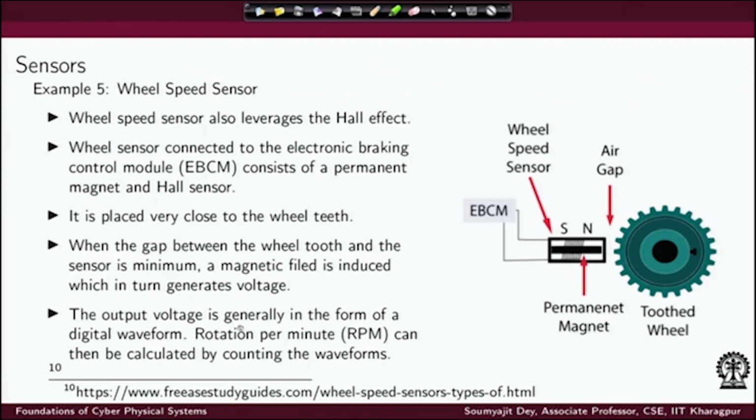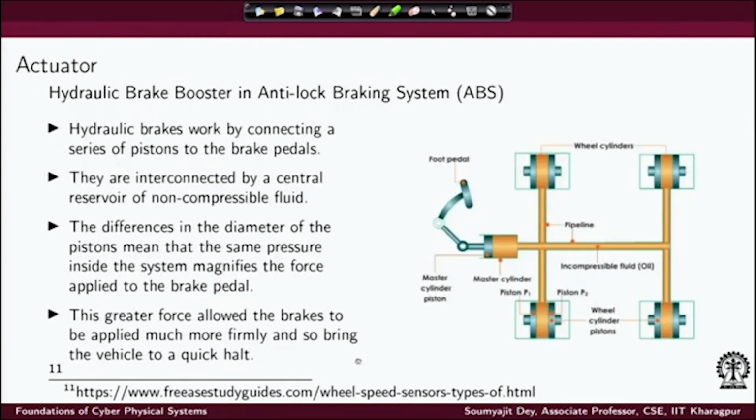So this output voltage will basically have a digital waveform, and the rotations per minute can actually be calculated by counting the number of peaks in the waveform, right. So it's as simple as that.